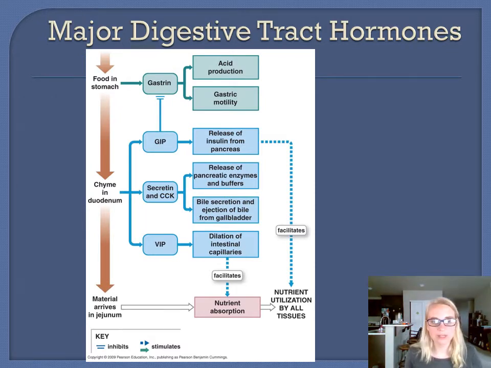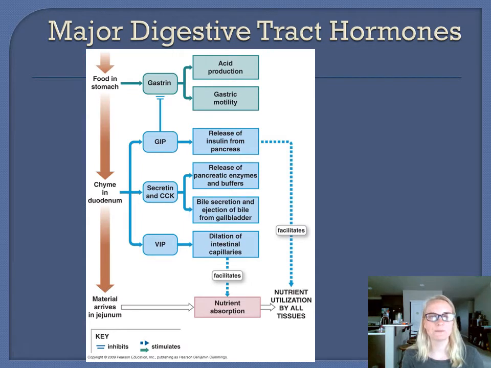GIP, the gastric inhibitory peptide, we can kind of guess what it's going to do. GIP is released with chyme coming into the duodenum. It inhibits the release of gastrin from the stomach, so it inhibits gastric activity. It also targets the pancreas to release insulin. So in addition to just the blood glucose levels going up, GIP also triggers the release of insulin from the pancreas.